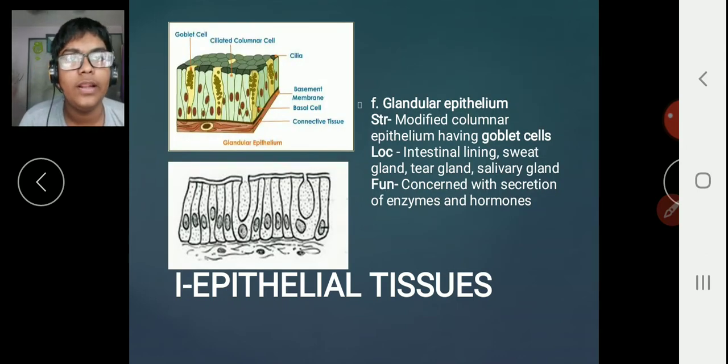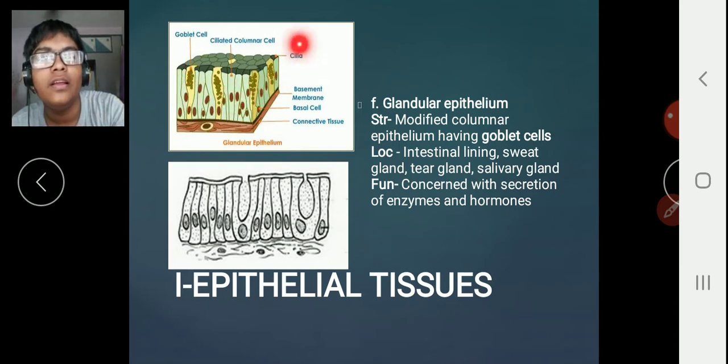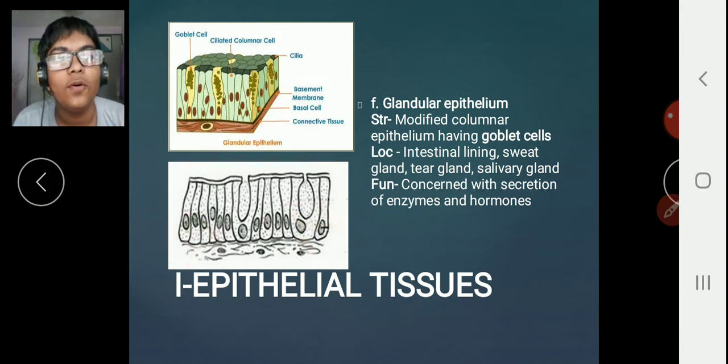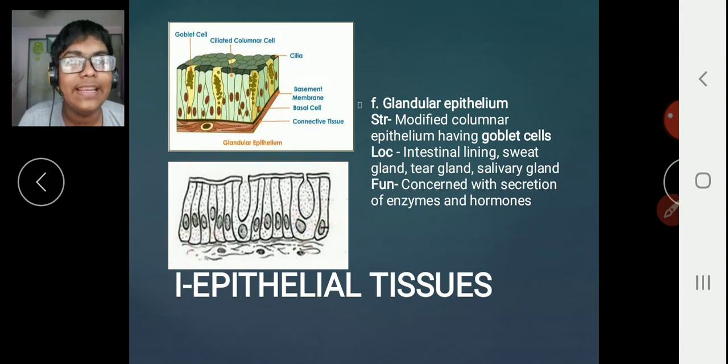Next is the glandular epithelium. Now glandular epithelium is not a basic type, it is a modification. It is a modified columnar epithelium which has goblet cells. Goblet cells, as you can see on the screen here, these are the goblet cells, and this is the structure of goblet cells. They are in the intestinal lining, and the sweat gland, the tear gland, the salivary gland.